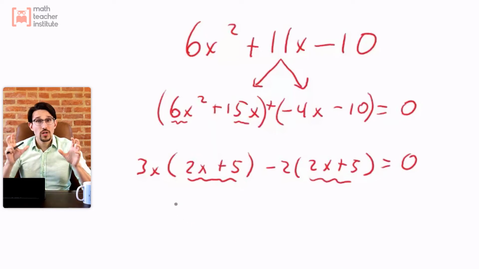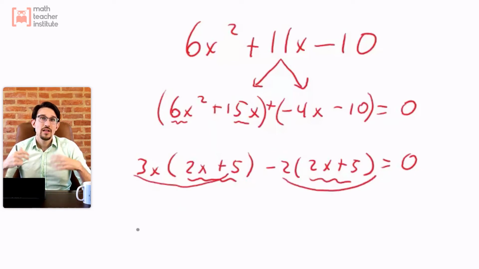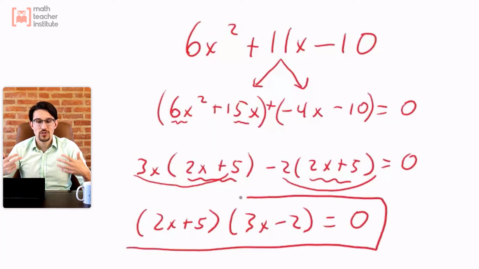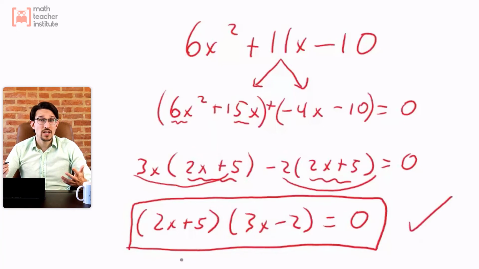Now, all we have to do is look at each of these parts and say, what do these two parts have in common? They have a 2x plus 5 in common, leaving us with 3x minus 2 and 2x plus 5, which is the correct way to factor 6x squared plus 11x minus 10. So this is the process.